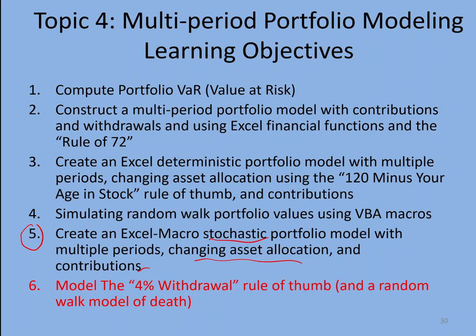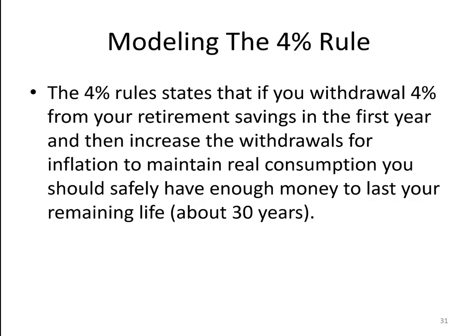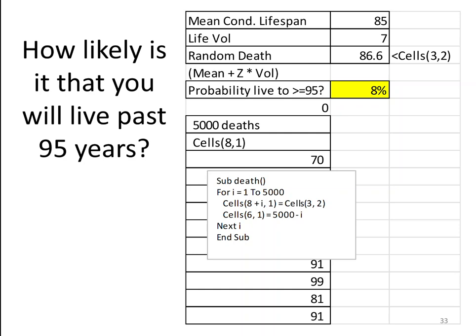Advanced Financial Modeling, Topic 4, Multi-Period Portfolio Modeling, and Learning Objective number 6. We're going to model the 4% withdrawal rate rule of thumb and also a random walk model of death using our new tools of the GBM random walk model formula and our macro. So I'm going to show you two models. The first one's a 4% rule, and the second one is going to be the random walk model of death. What's the probability I could live past the age of, say, 95?